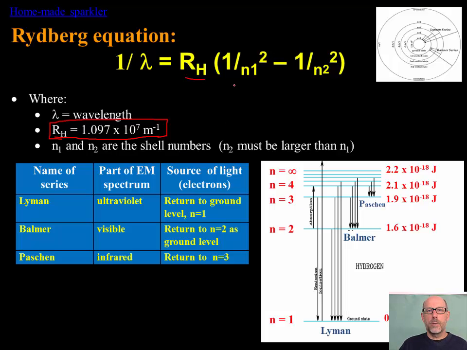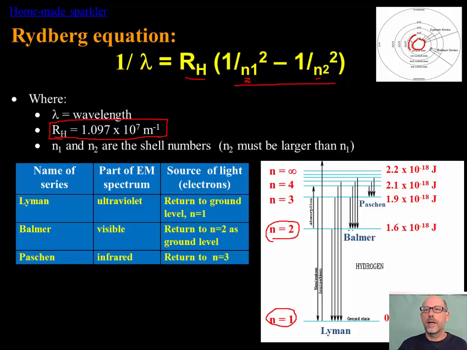When we look at this part of the equation over here, we have 1 over n1 squared minus 1 over n2 squared. The n values mean the shells. The first shell down here at the bottom is called n equals 1. n equals 2 refers to the second shell. n equals 3 refers to the third shell. This diagram shows the shells as being flat and horizontal, but we're used to seeing the shells being circular, like up here at the top.